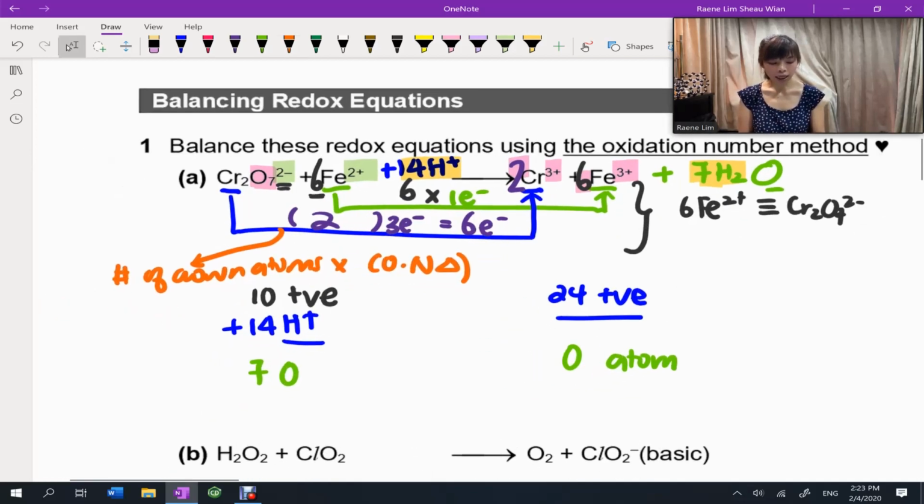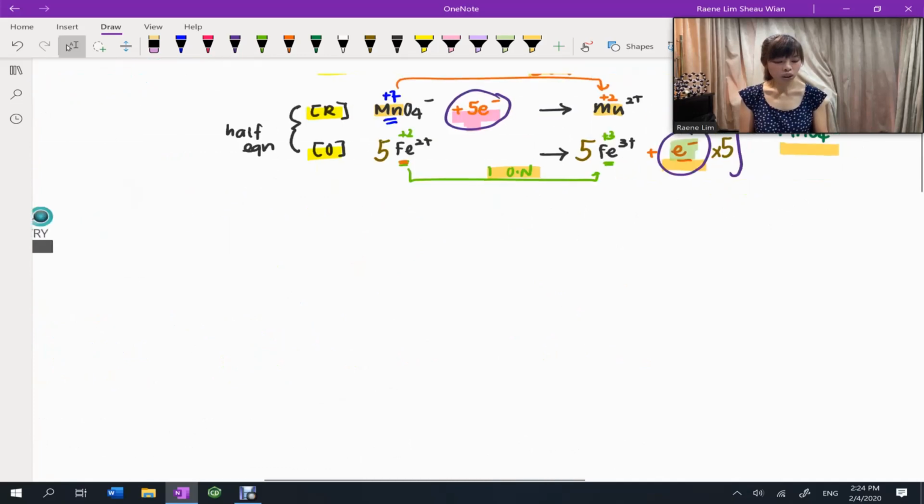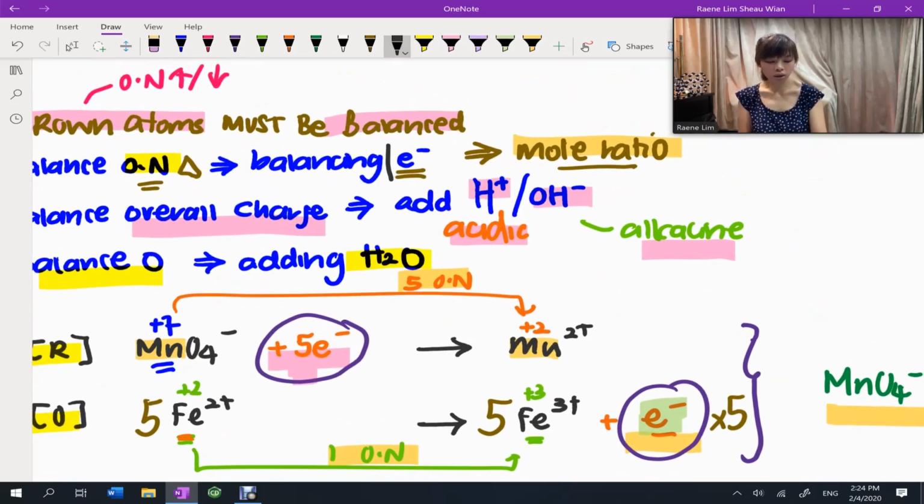So after that, you'll have to make sure you count the charges, okay? And then using H+ or OH-, which I'm showing you in the next equation. And then you count your oxygen to balance with water. Now just bear in mind the 3 species that we are always adding in balancing of equations are your electrons, H+ or OH-, acidic or alkaline medium, and water.